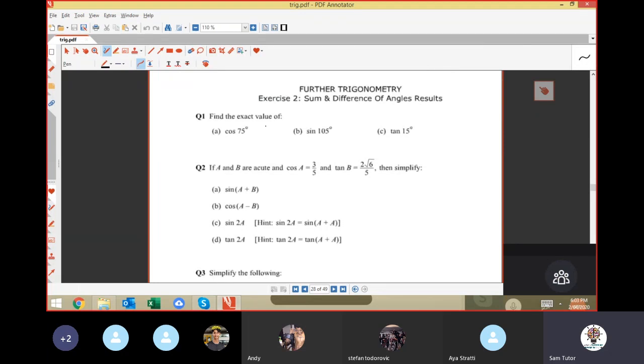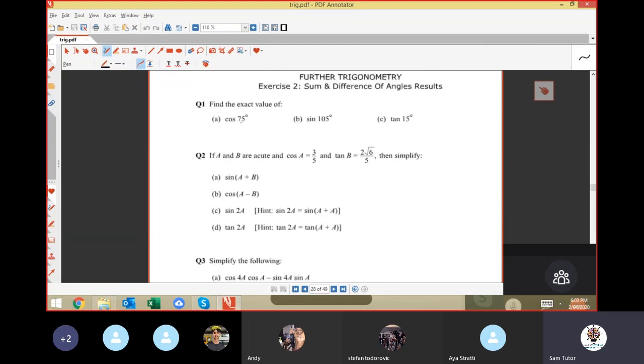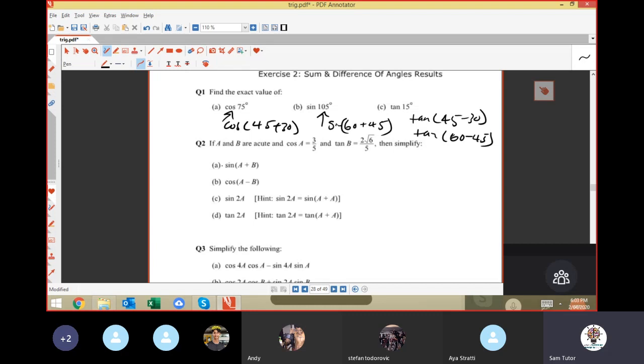Okay, find the exact value of cos 75. Well, we did those ones last week. So if you remember cos 75, we need to break it up into cos 45 and 30, and then expand. Sine 105, we broke that up into sine 60 and 45, and again, expand. Tan 15, you could do tan 45 take away tan 30, or even tan 60 take away 45, and again, expand. Okay, so we've got these questions now.